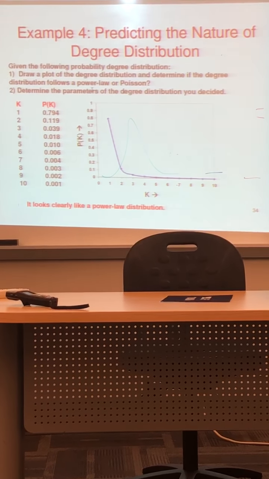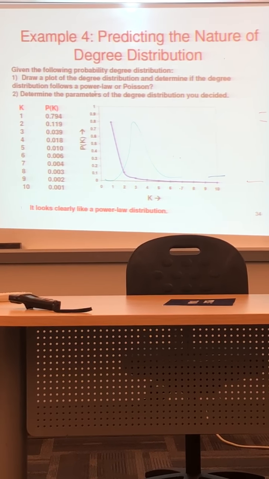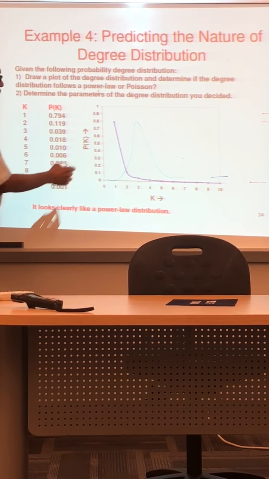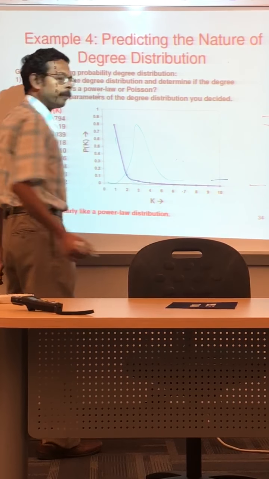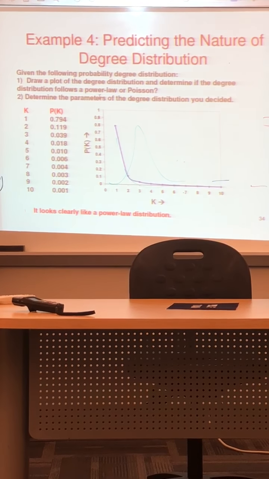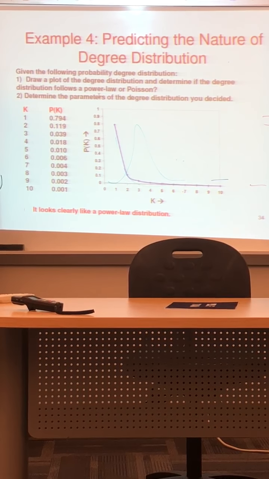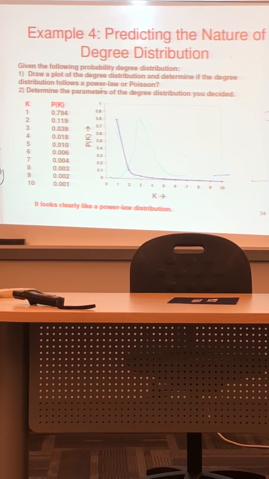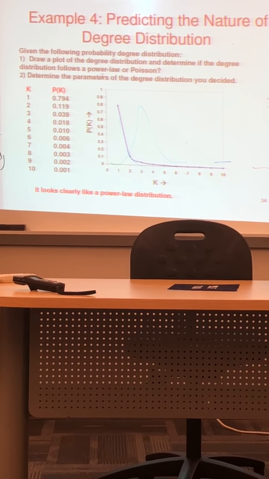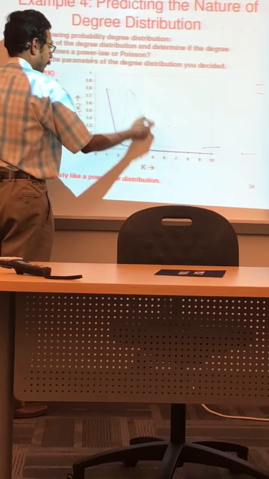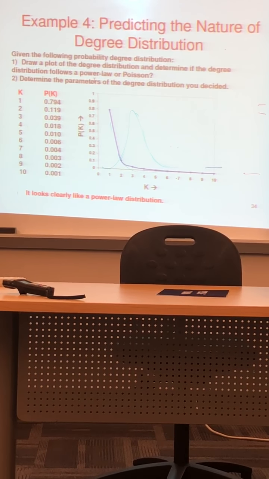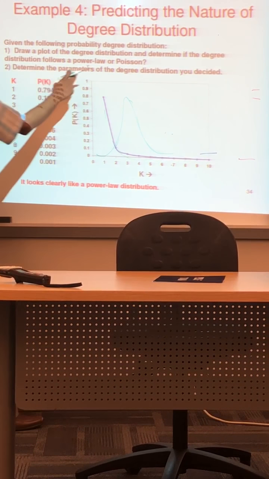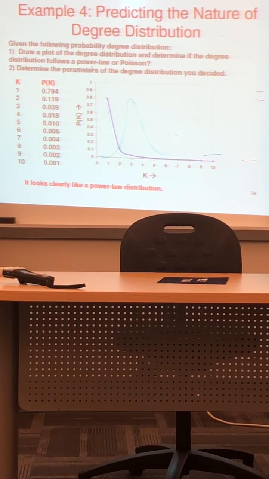So you come up with a hypothesis by plotting k versus p of k. Sometimes it may not be a very smooth line like this, but you should be able to make a guess, a hypothesis, whether it is a scale-free power law distribution or a Poisson distribution for a random network. Depending on what you decide based on the shape of this distribution, you go ahead and find the parameters of the distribution.